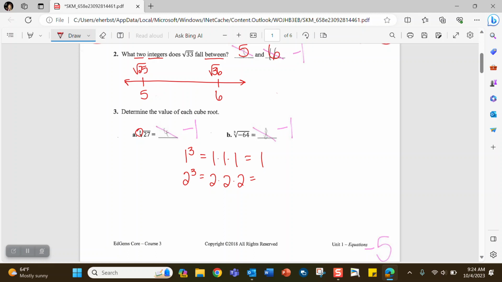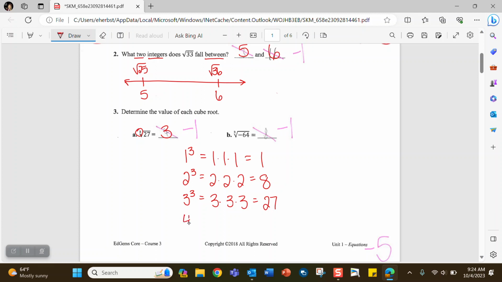1 cubed is 1 times 1 times 1, that's 1. 2 cubed is 2 times 2 times 2, that's 8, right? 2 times 2 is 4, 4 times 2 is 8. 3 cubed, 3 times 3 times 3, 3 times 3 is 9, 9 times 3 is 27. There we go, there's the first one. The answer is 3. Remember, you're saying what number times itself 3 times is 27.